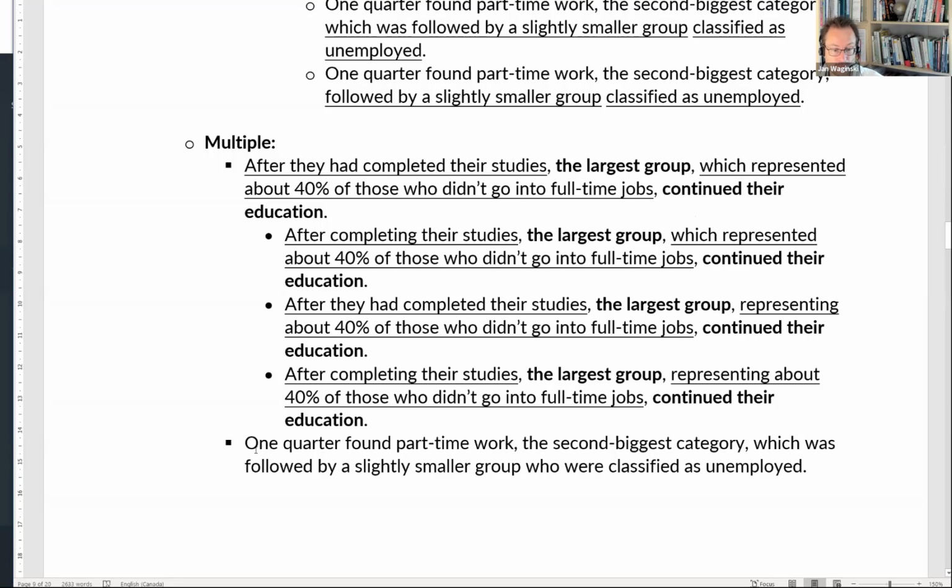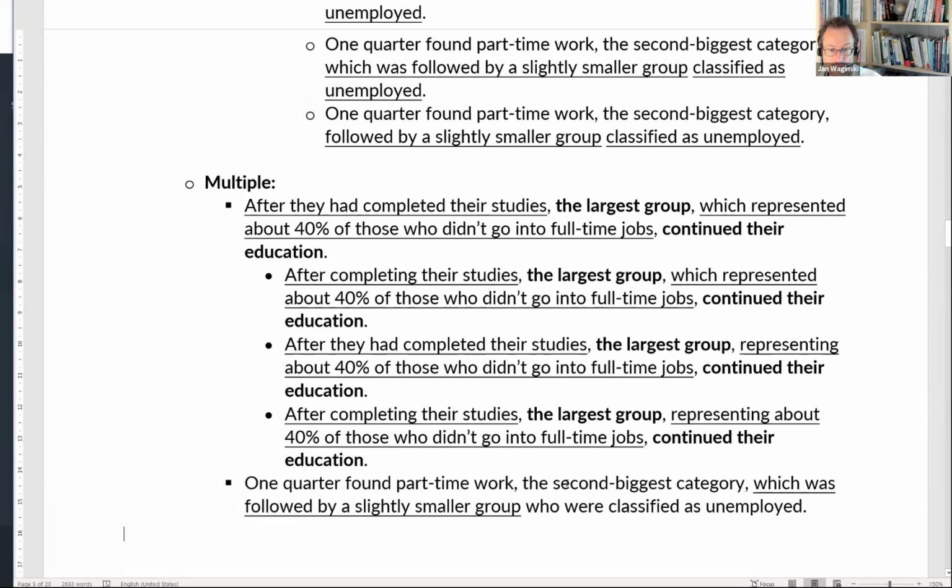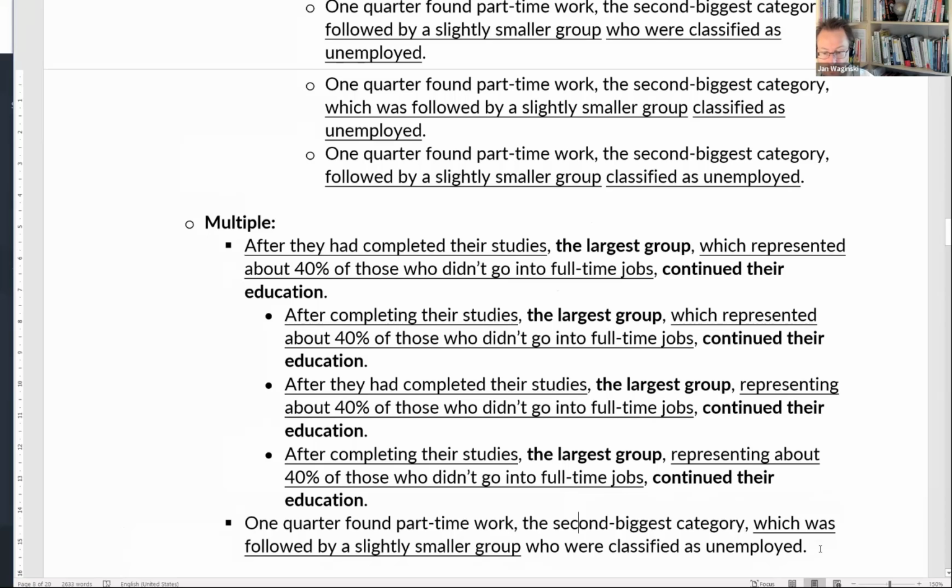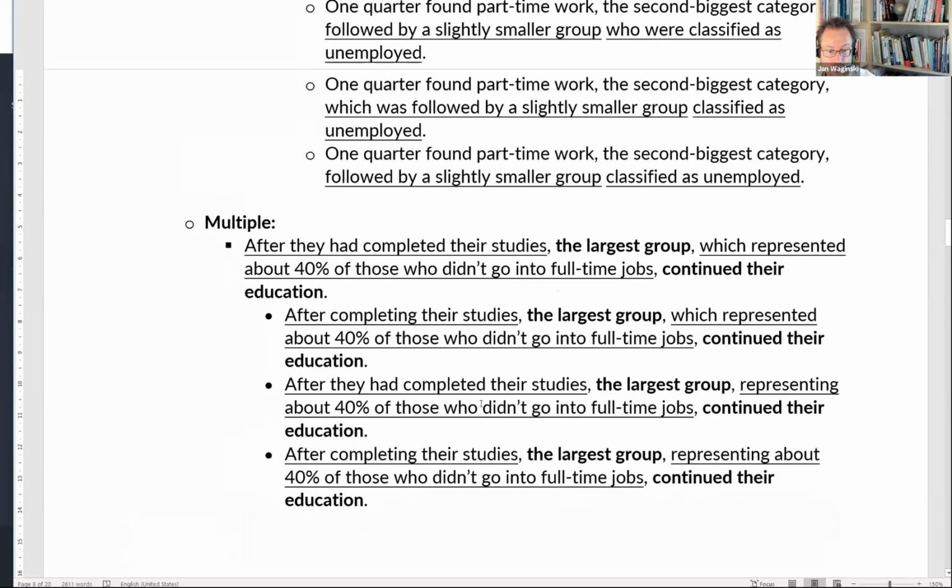Okay, we've got one more here. 1/4 found part-time work, the second biggest category, which was followed by a slightly smaller group who were classified as unemployed. So we've got a relative clause here. Oh, that's the same one we saw earlier, right? Yes, it is. Okay, good. So I don't have another example for you here. That's the same as this. Okay, any questions about this so far?